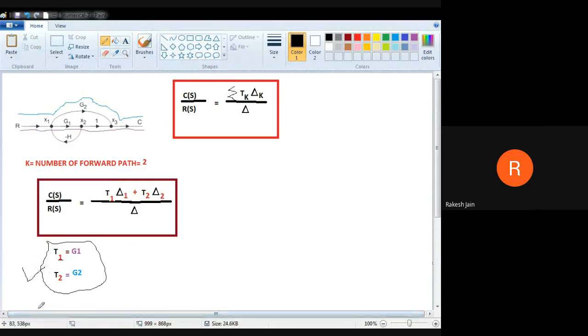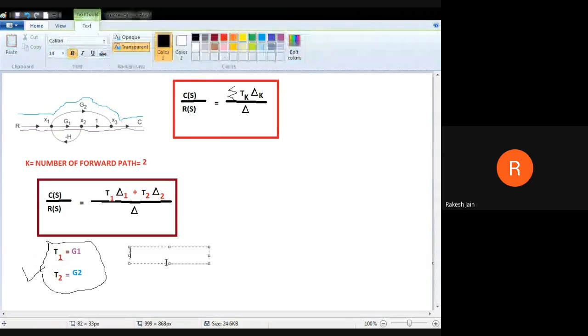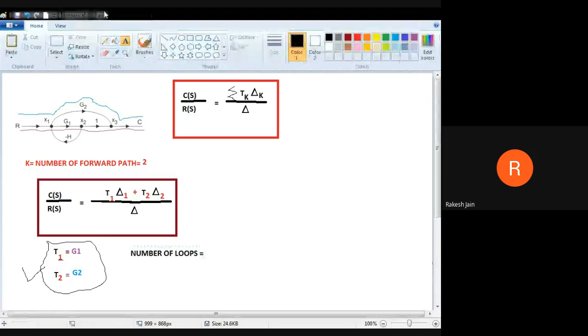Once you find them, just encircle them, so you will understand that these are one part of my answer which I found right. So T1 and T2 are found. Now what is the next step? The next step is to find the number of loops.